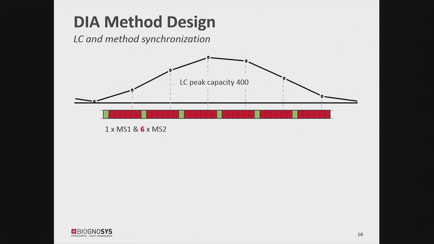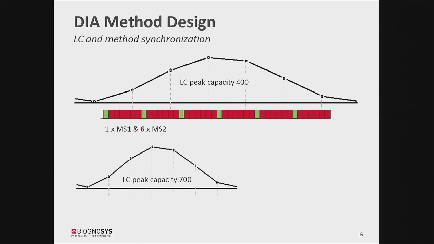This would fulfill the requirement to have enough data points per peak. Now let's say in your laboratory you have a different chromatography setup and a peak capacity of 700. Then you couldn't just take my method, because you would end up with too few data points per peak, so you would have to adapt your method. You can do this in many different ways. Here I just depicted a change where you would use fewer precursor windows. Instead I used 3 precursor windows, and you would end up again with roughly 7 data points per peak.